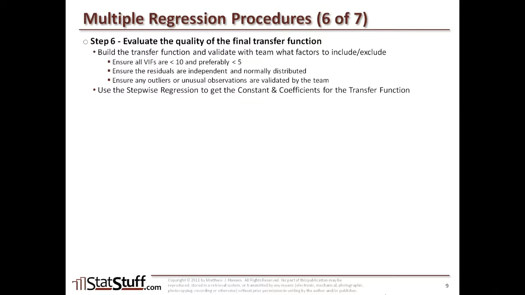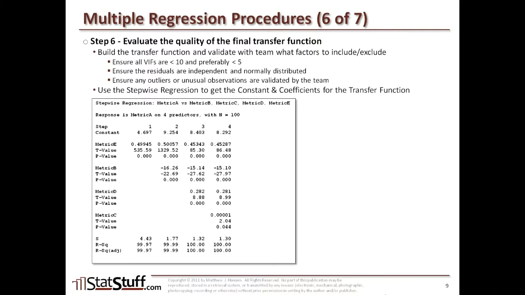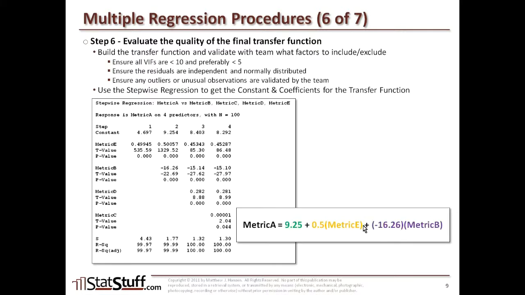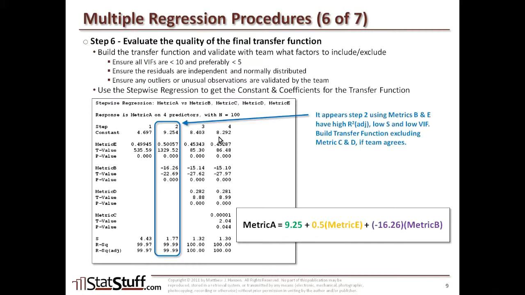So we're going to go back to using that stepwise regression, and we're going to use that as our method for building the transfer function by pulling the constant and the coefficients from those equations. So this is the stepwise output that we saw before, and now based off of this is the transfer function that we could build from it. Again, in order to build this, what we're looking at here is when we looked at the values that were available in the stepwise, there were 4 different combinations in here.